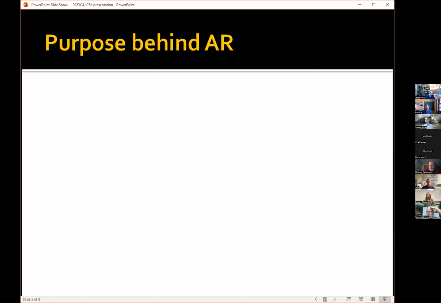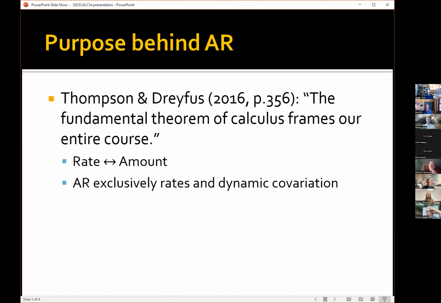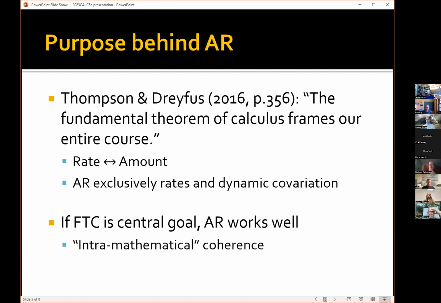So let me just finish a little bit with where these two paradigms emerge from, what the purpose of these two paradigms was. So for accumulation from rate, Thomson and Dreyfus said the fundamental theorem of calculus frames our entire course, and that's really the motivation in this. So there's this real intimate connection between rate and amount, and accumulation from rate exclusively focuses on rate and dynamic covariation. So if the fundamental theorem of calculus is the central goal, then this approach makes sense.